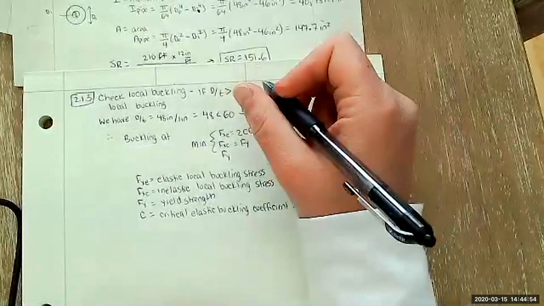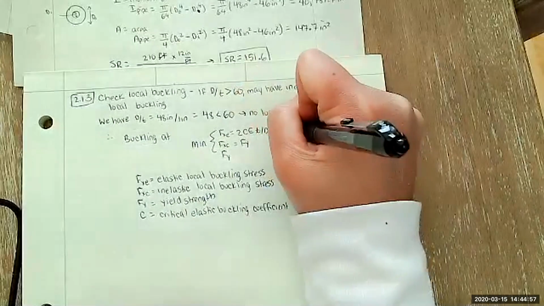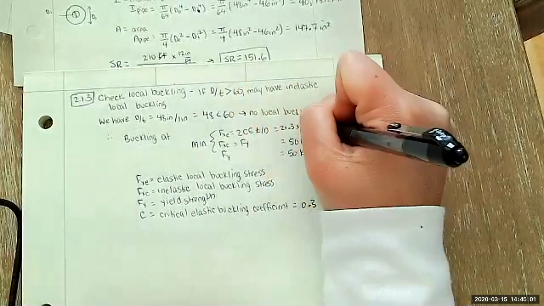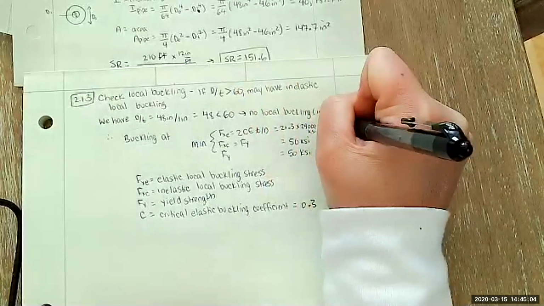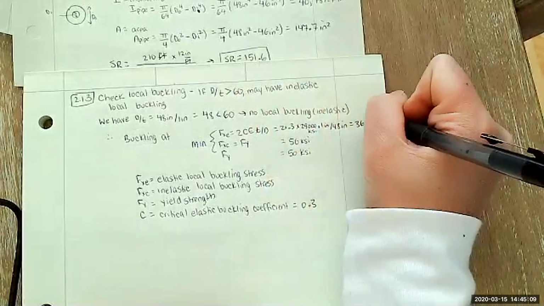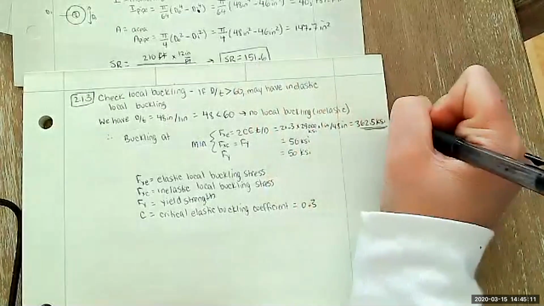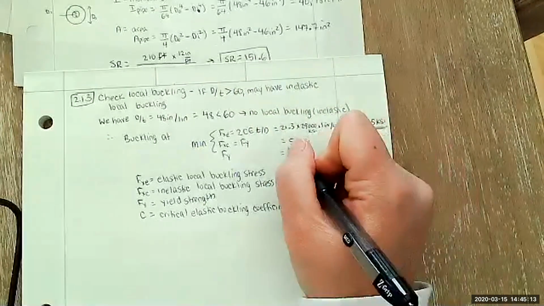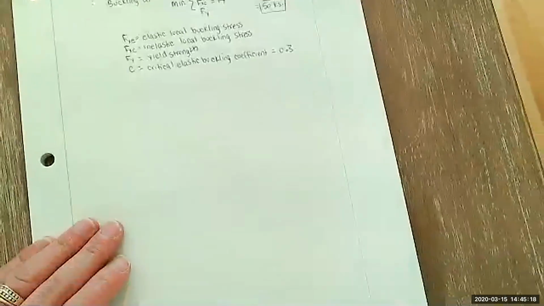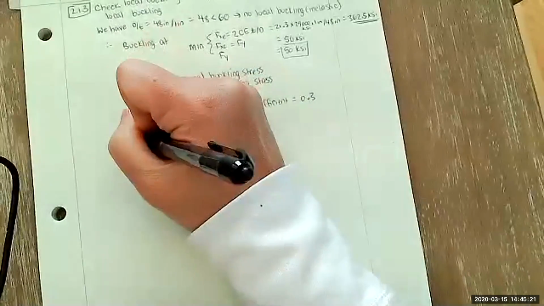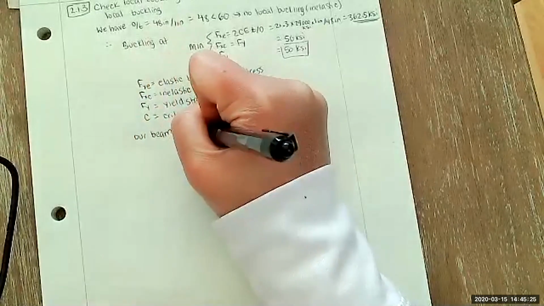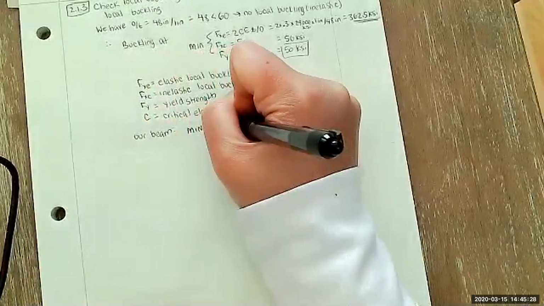So when I plug in these values, I get 2 times 0.3 times 29,000 KSI times 1 inch over 48 inches, which is equal to 362.5 KSI. The minimum of all these is going to be 50 KSI. So for our beam, we're going to move forward with F min equals 50 KSI.